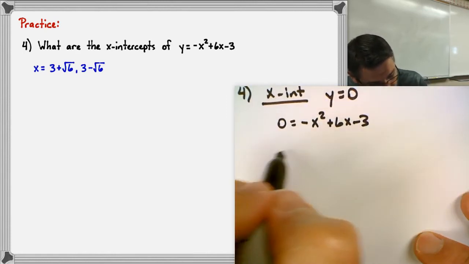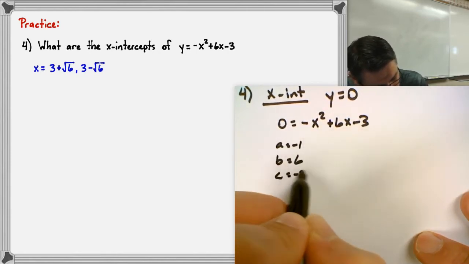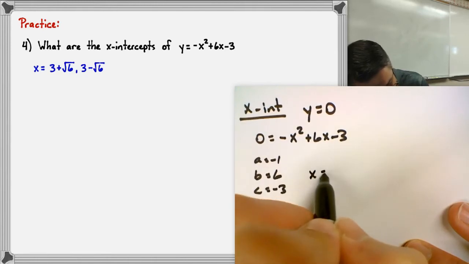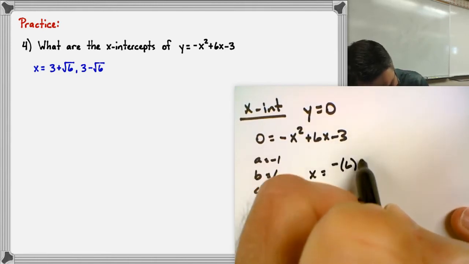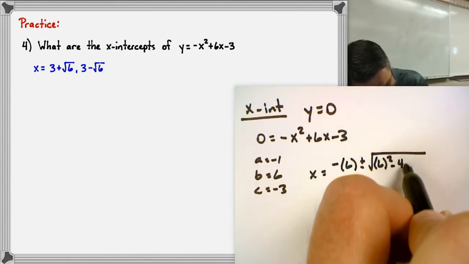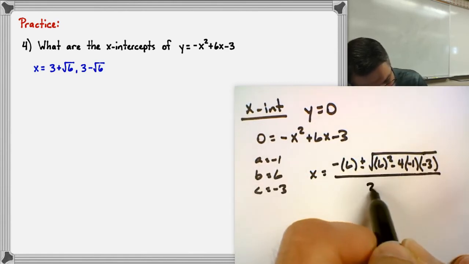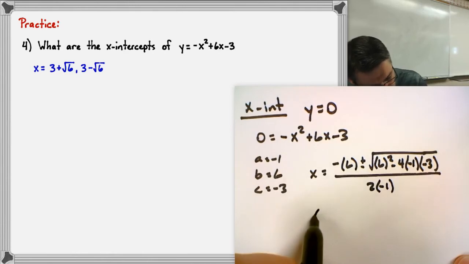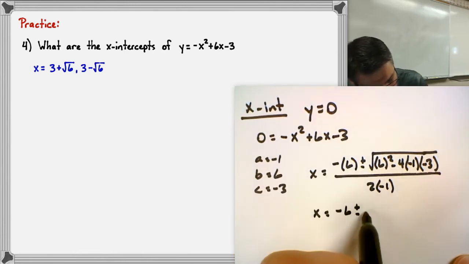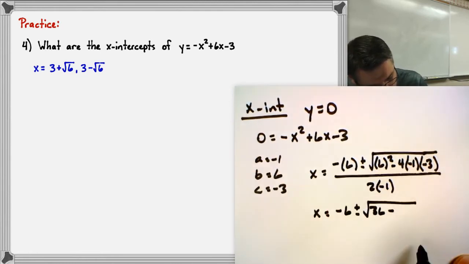Then we do the quadratic formula. So a is negative 1, b is 6, c is negative 3. Plug that in. x equals negative 6 plus or minus the square root of 6 squared minus 4 times negative 1 times negative 3, all over 2 times negative 1. Simplifying that, we end up with negative 6 plus or minus the square root of 36. A negative times a negative times a negative is a negative. 4 times 1 is 4, times 3 is 12, all over negative 2.